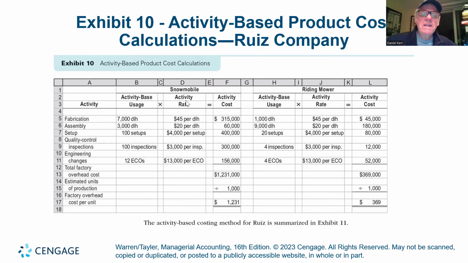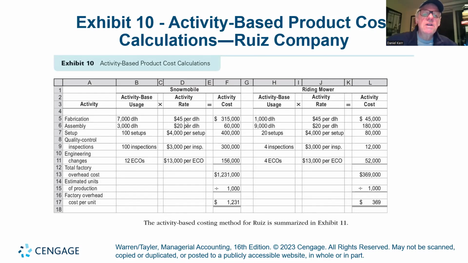And once you come up with that activity rate, notice we use the same activity rate for snowmobiles. So the first half of this is snowmobiles going across. And then we've got the riding mower over here. So for both of them, we use the same activity rate. So when you have a problem like this, where you're asked to come up with the overhead per equivalent unit, come up first with the various overhead rates for each of the activities. And then once you do that, multiply by the level of activity.